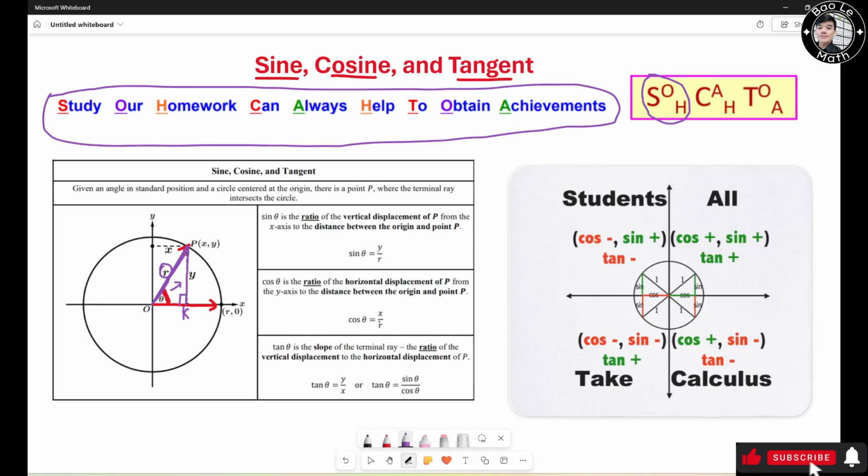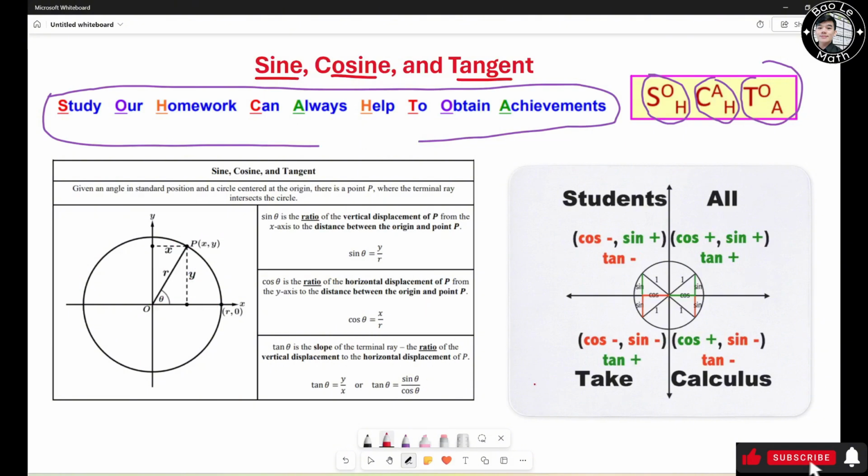Now, what if I need to calculate cosine? Cosine equals adjacent over hypotenuse. Adjacent is this side right here, which equals the x value, so it could be x. Hypotenuse is still r, so x over r. Now tangent equals opposite over adjacent. Opposite is going to be y, adjacent is going to be x, so tangent of theta is going to be y over x. Or you can use the formula tangent equals sine divided by cosine, which we learned in the last video.